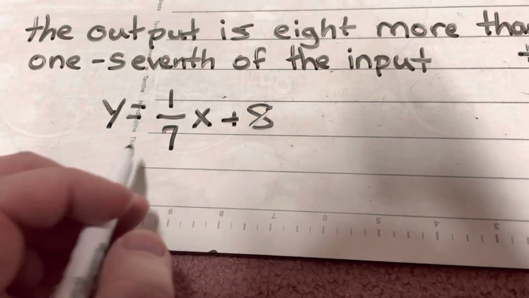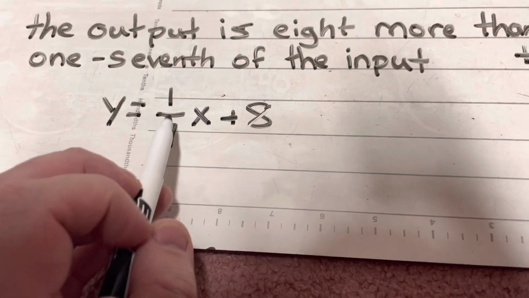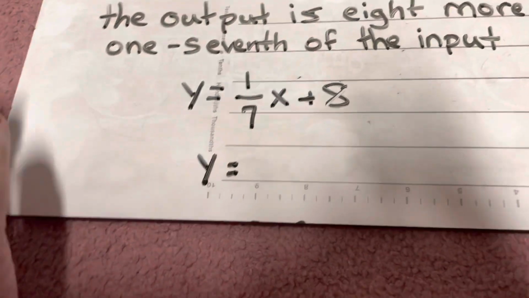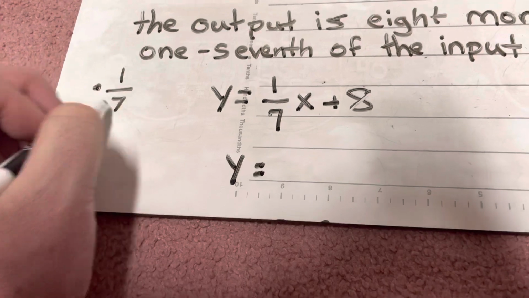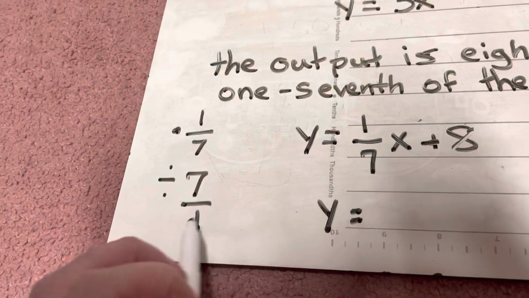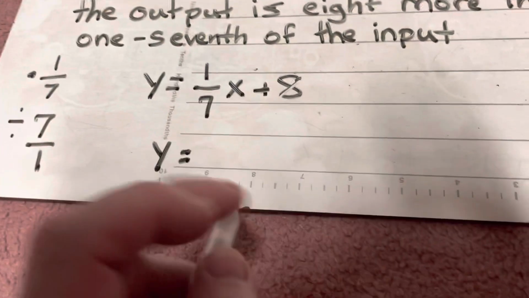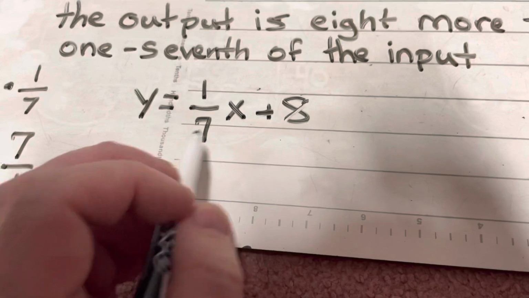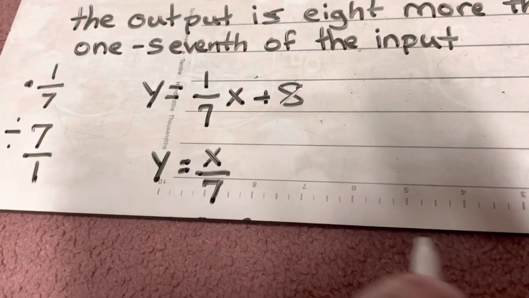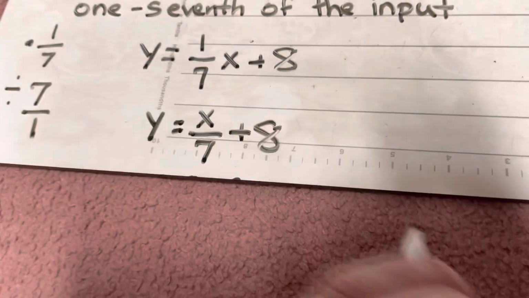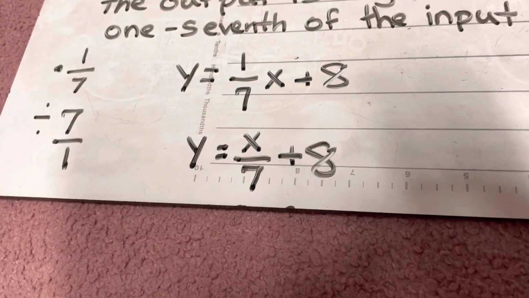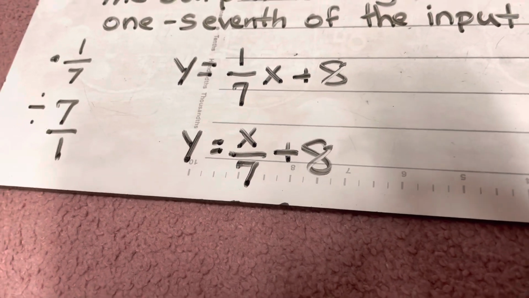Now, technically, I would also accept, because when we multiply something by 1/7, it's the same as dividing it by 7. The idea, if we're multiplying something by 1/7, with the rule of reciprocals and dividing fractions, it's the same as dividing it by 7/1. So we could also say, instead of multiplying x by 1/7, that we're dividing x by 7. X over 7 plus 8. All right, so that's kind of what we do, and we move on from there. All right, so let's go to the second part.